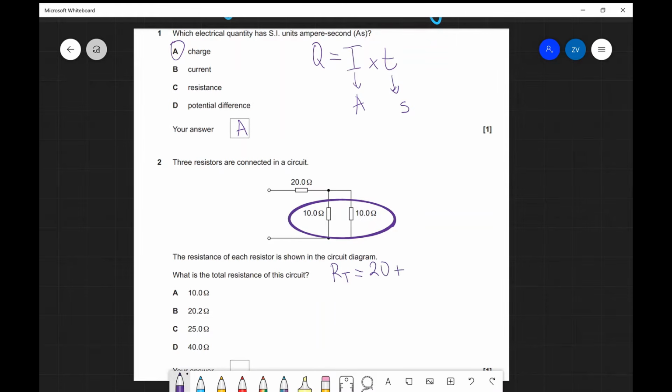20 plus. Now if they're in parallel, we don't just add them, we have to use the 1 over rule. So the total resistance for the circled part of the circuit is going to be 1 over 10 plus 1 over 10, and then 1 over that, which we can represent by to the power of minus 1. If we put that in a calculator, it will be 25 ohms. So the correct answer is C.